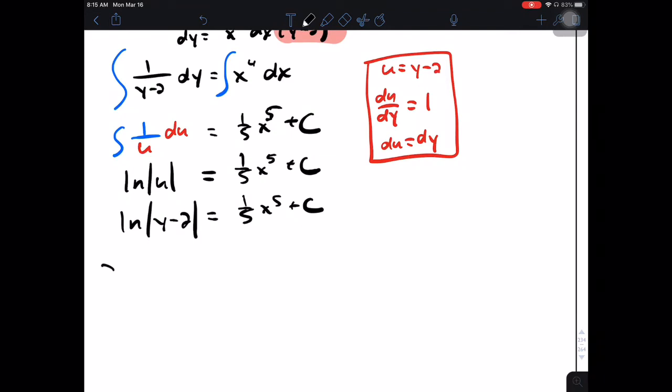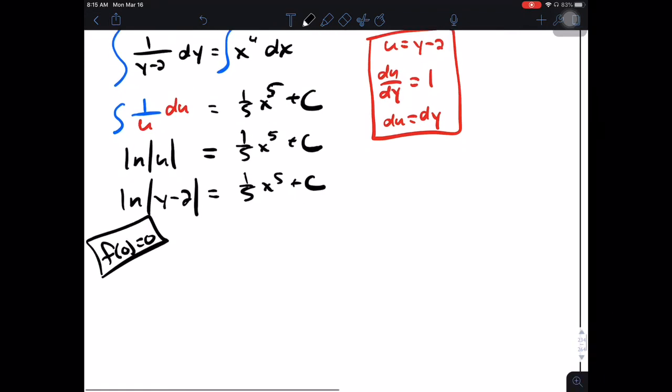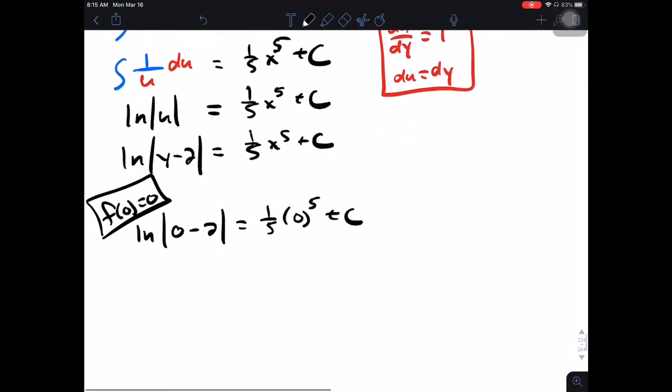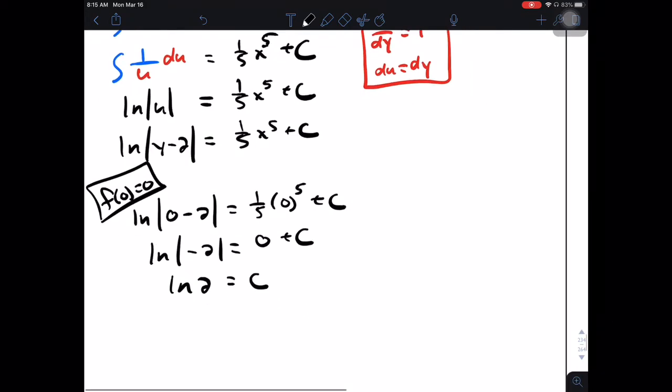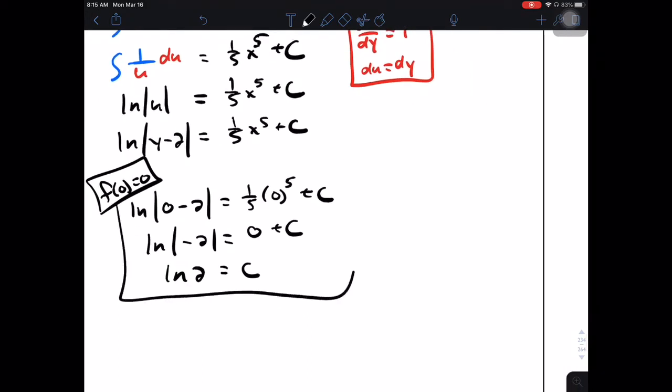We had an ordered pair here of 0, 0. So it's going to be natural log of the absolute value of 0 minus 2 equals 1/5 0 to the 5th plus c. Natural log of the absolute value of 0 minus 2, well, that's going to be natural log of 2. And this right side is just going to be c. So we know what c is. It's natural log of 2.